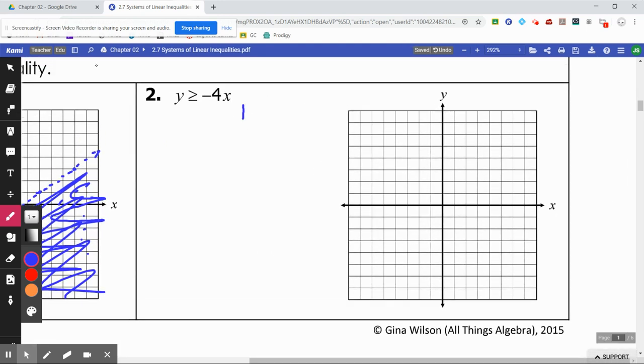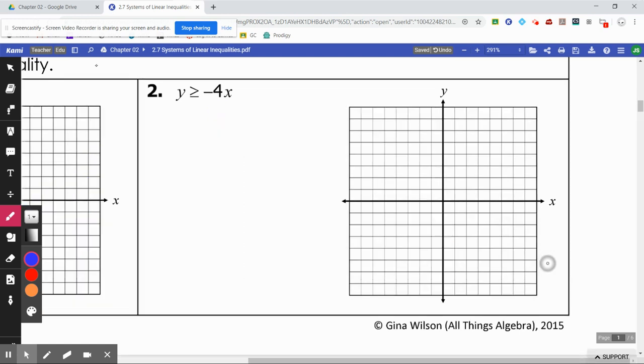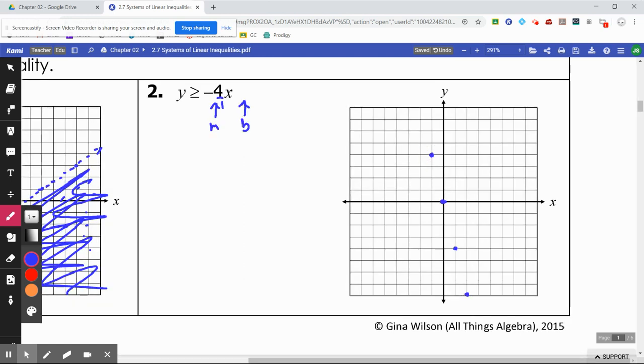Next one. Your y-intercept is 0. Your slope is -4/1. So you put your y-intercept at 0. Then you're going to rise 4, run 1. Make sure it's a negative slope. So let's go down 4 and right 1. That would be negative. Do it again. We do it again up here by going up 4 and left 1. And then we can do it again.